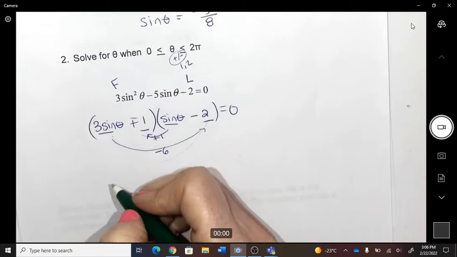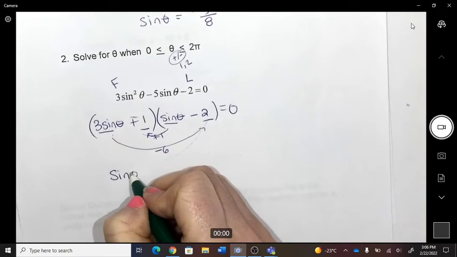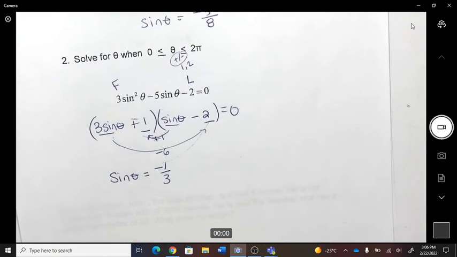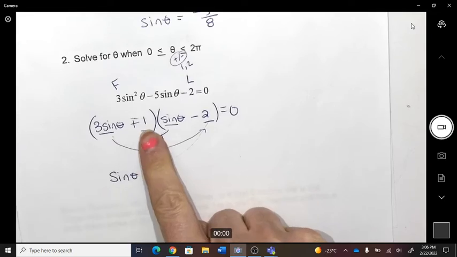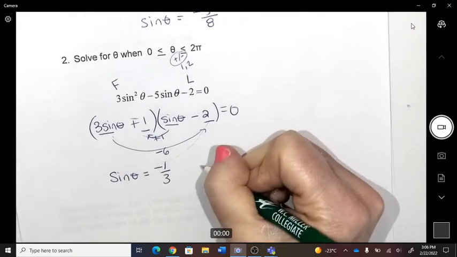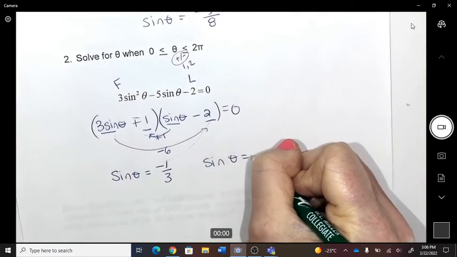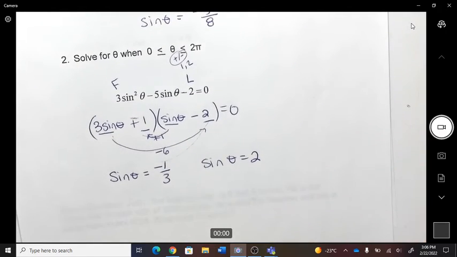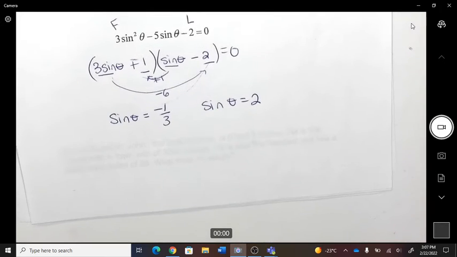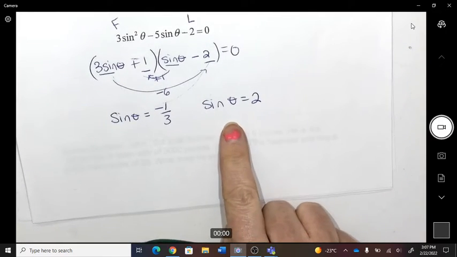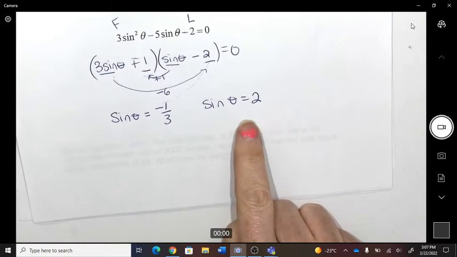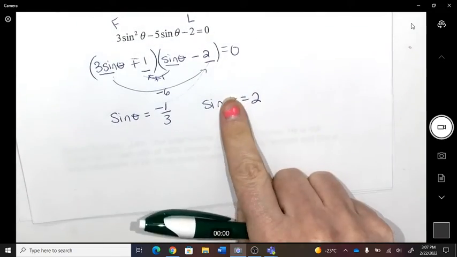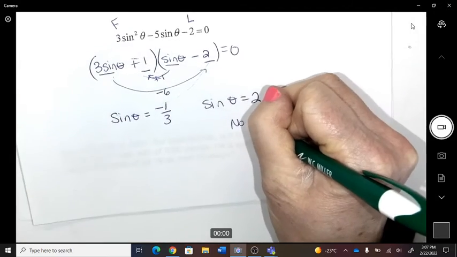Okay, so here the trig value is -1/3. Remember how to do that? Opposite divide. And in this one, the sine angle is 2. Okay, this one, I like this one, because why do I like this one? What do you know about that one over here? There's going to be no solution.